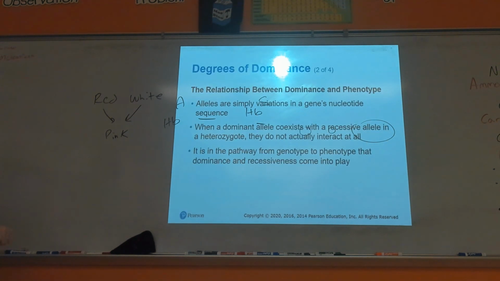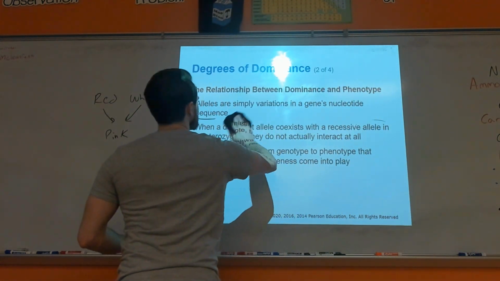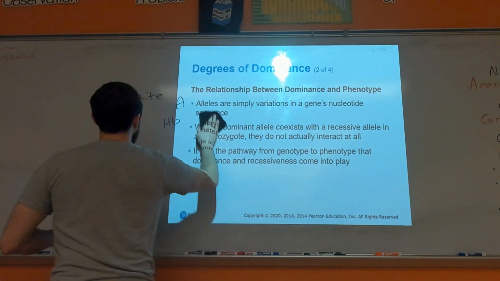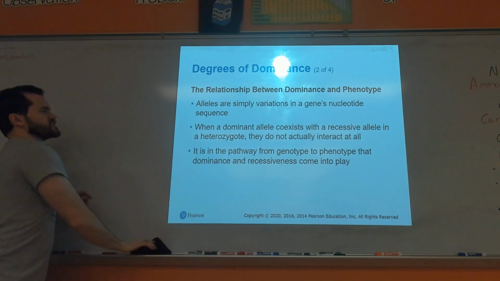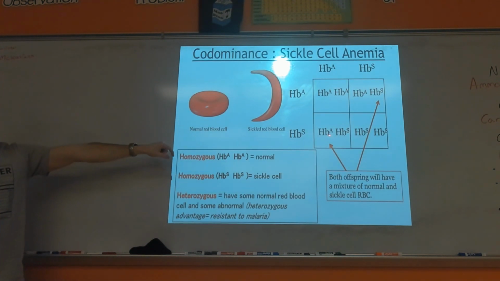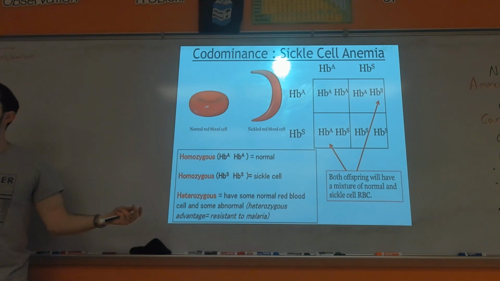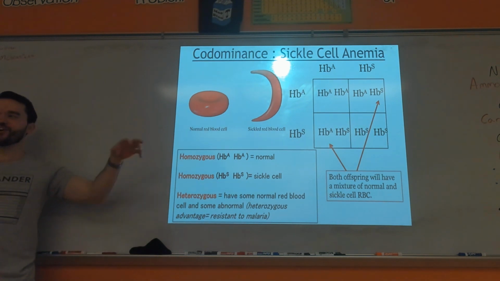All right. So let me make sure I've said everything here. Remember, alleles are just variations in the nucleotides, the A's, T's, C's, and G's. And this point is kind of an interesting one. When a dominant allele coexists with a recessive allele in a heterozygote, they don't actually interact at all. Meaning, if I go back to the sickle cell anemia example, if you took the blood of a heterozygous individual, it's got the sickle cell gene and the normal red blood cell gene, their red blood cells aren't having a war inside their body. The alleles aren't on the chromosomes talking smack to each other.